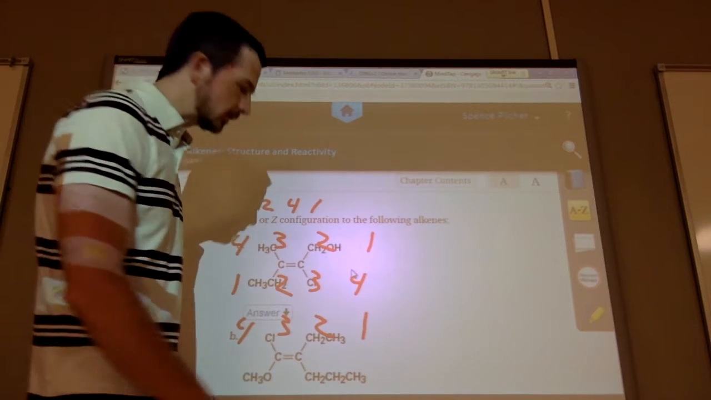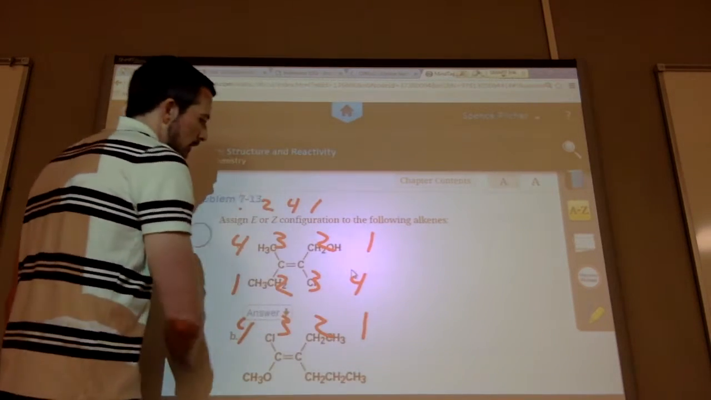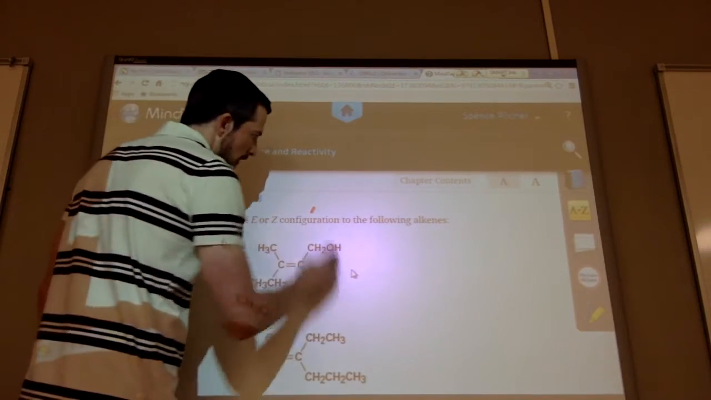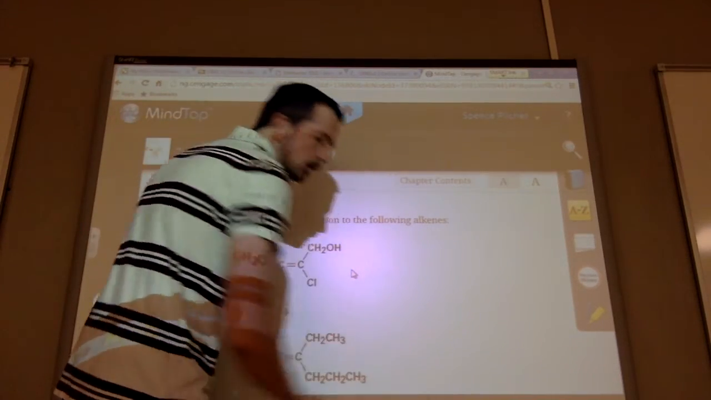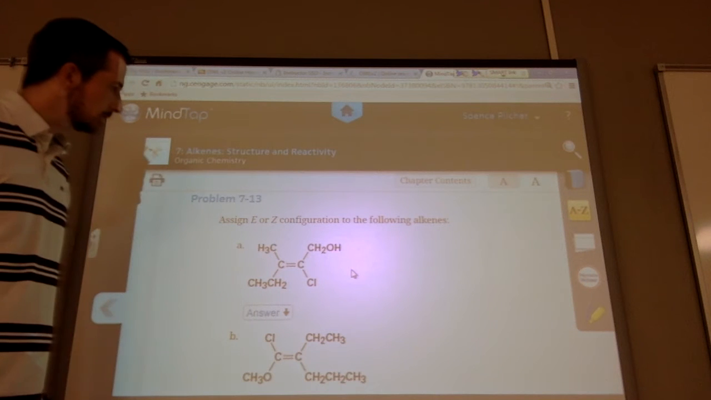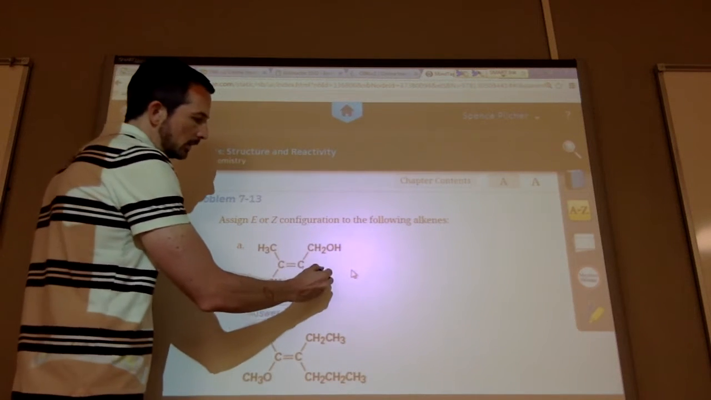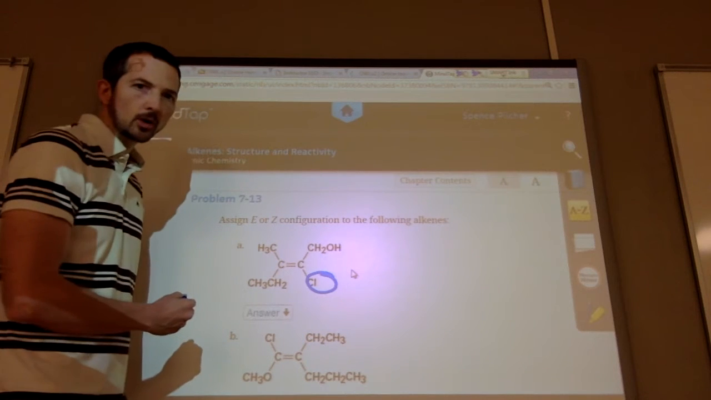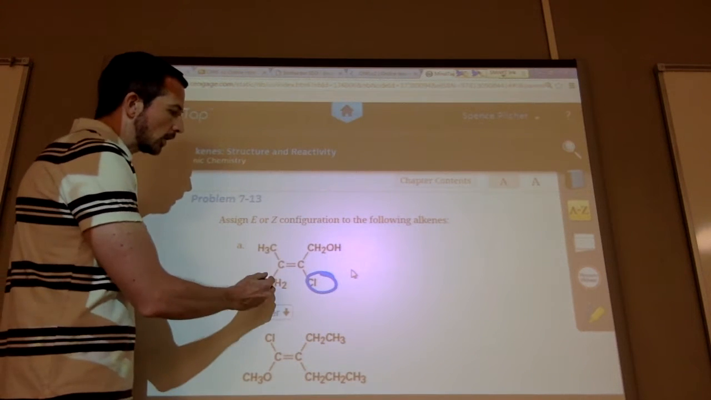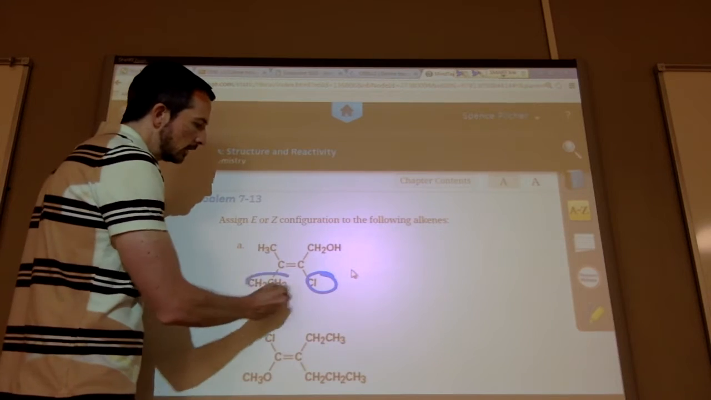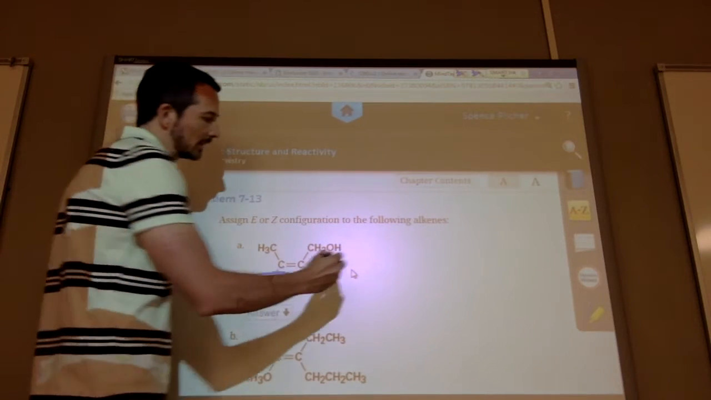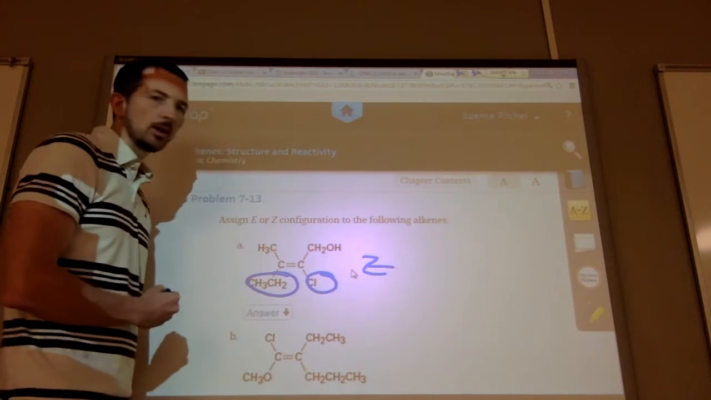So 7-13. Have to do some E and Z configurations. So I'll look at one side, chlorine, carbon, chlorine higher priority. Other side, carbon, carbon, next atom, another carbon here. So in this case, they're on the same side. So that would be Z.